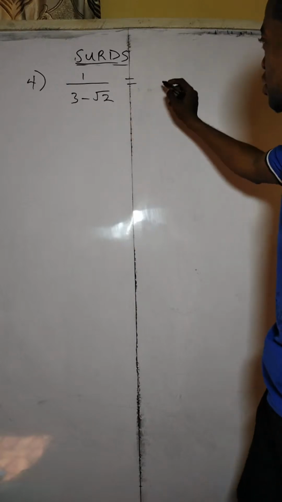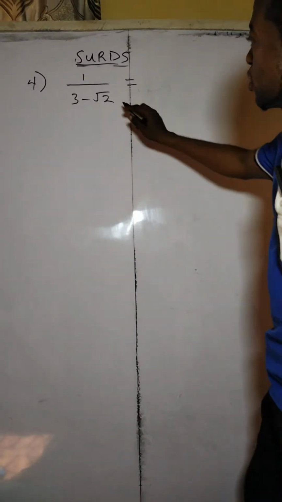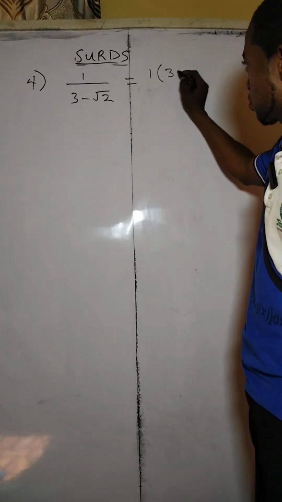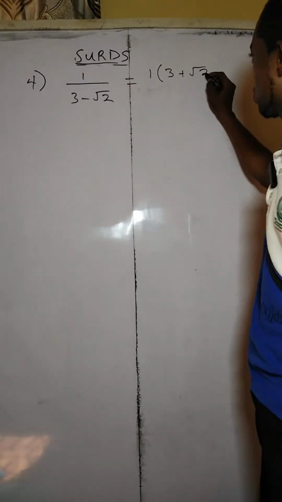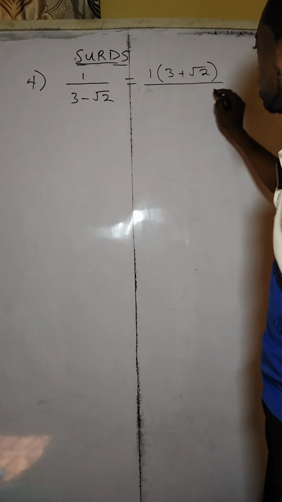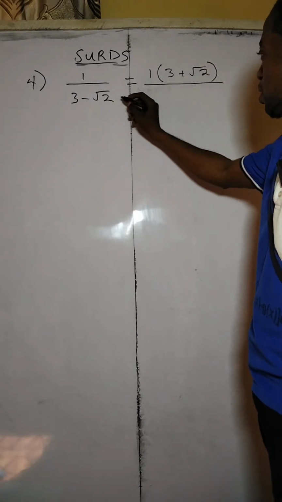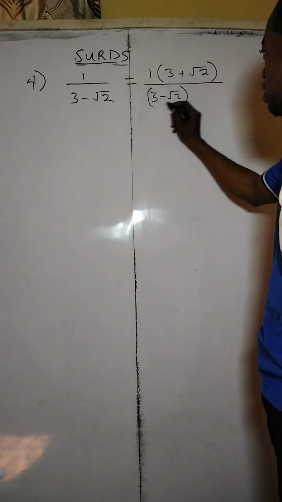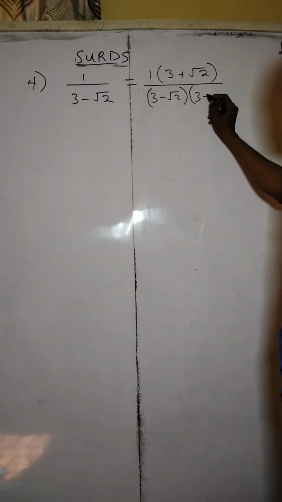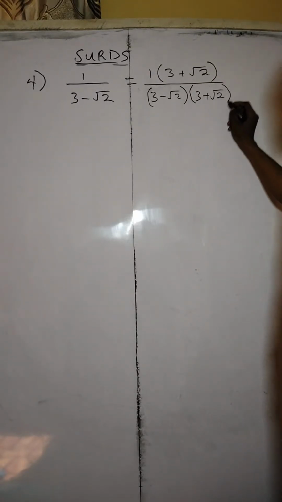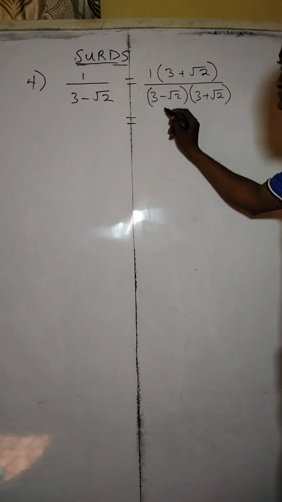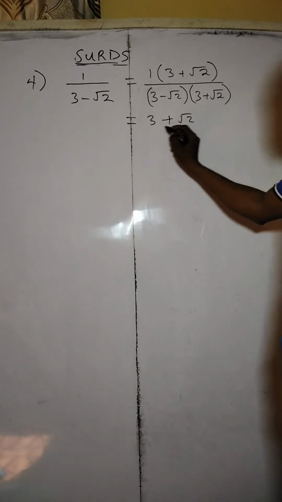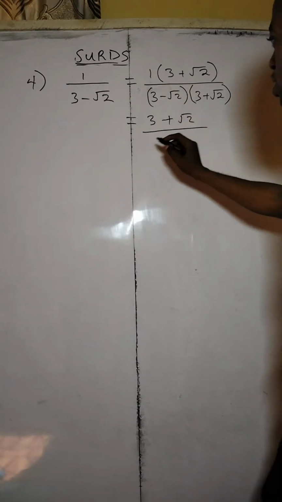Now, we rationalize this as well. And we multiply by the conjugate of the denominator. We have 1 times the conjugate here, which is 3 plus root 2, then divided by 3 minus root 2 multiplied by the conjugate, which is 3 plus root 2. Then when we expand this bracket, 1 times this still gives us 3 plus root 2, then divided by, here also they are conjugates.